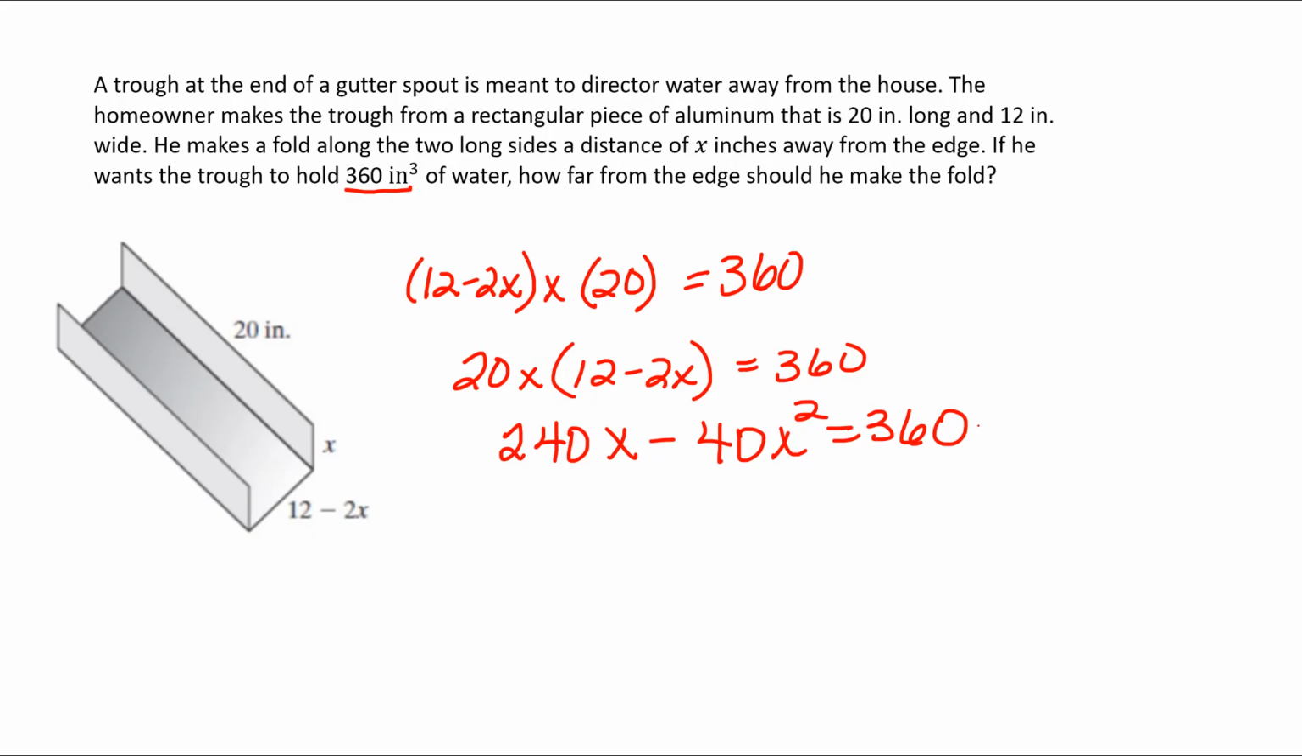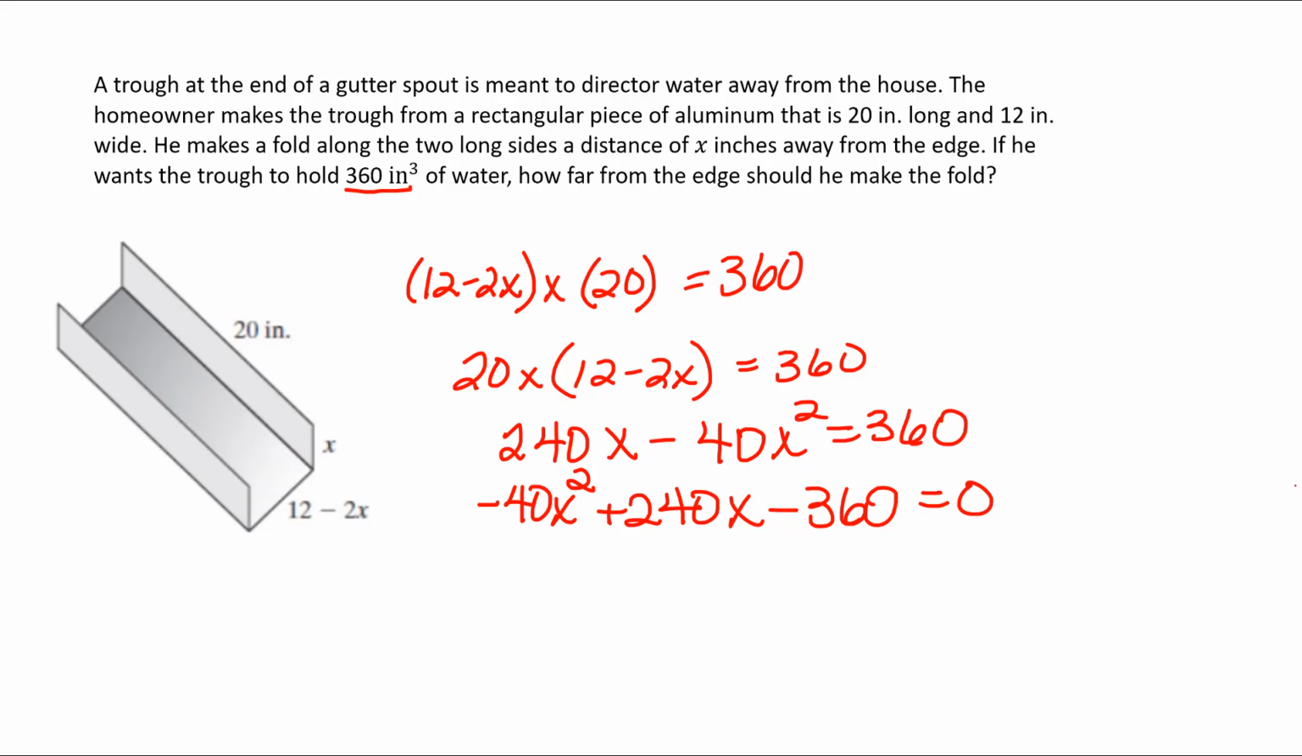So this is a quadratic equation. We want to get everything on one side and have 0 on the other side. So if we do that, we're going to have negative 40x squared plus 240x minus 360 equals 0. Now, in order to deal with this, I would rather not have such big numbers in front of all my coefficients.